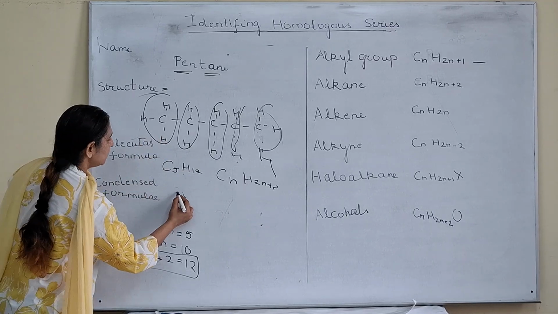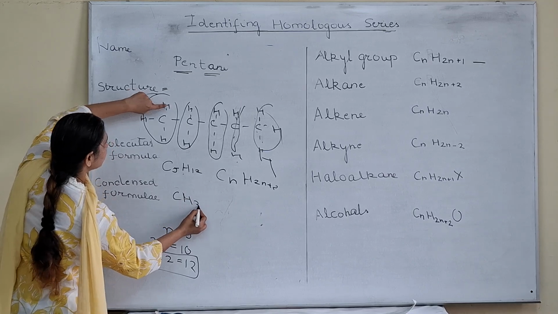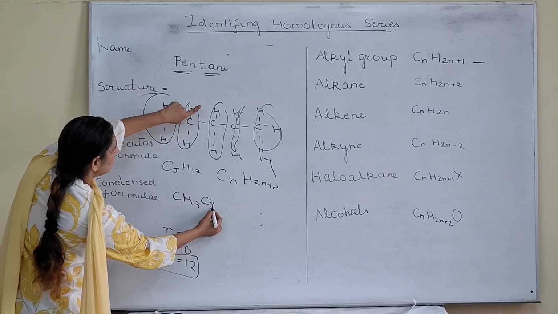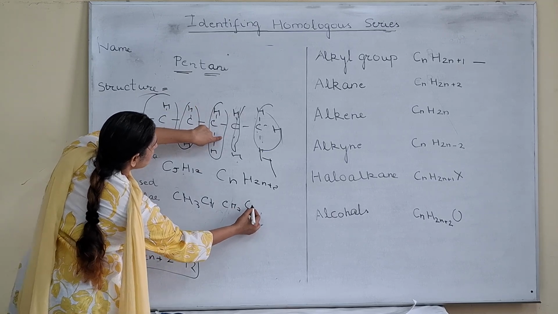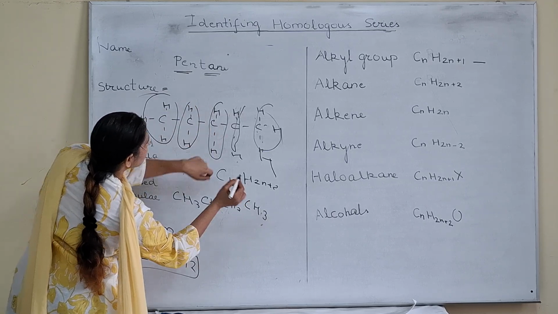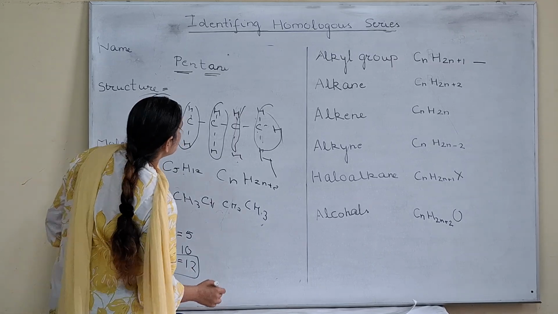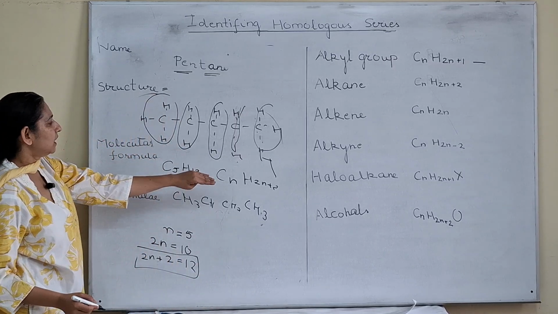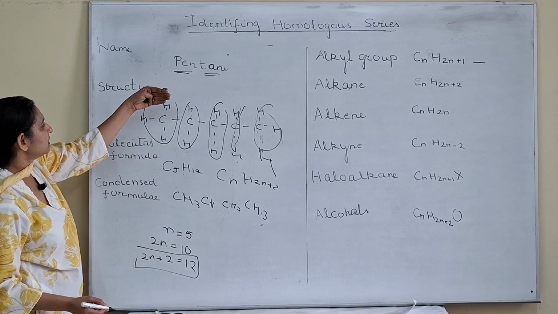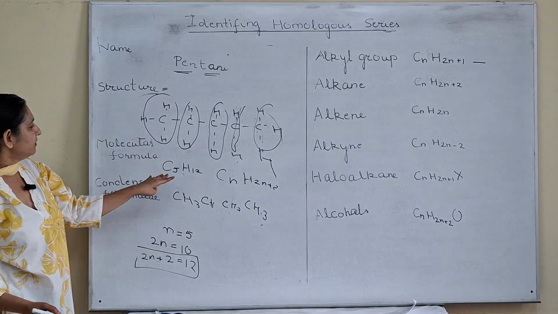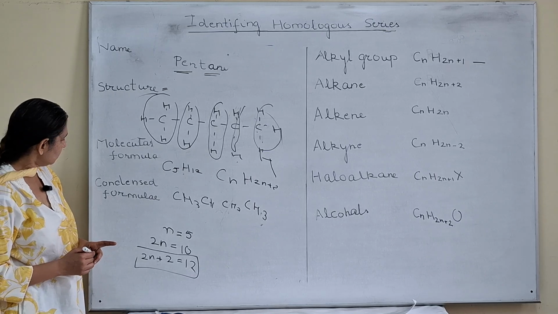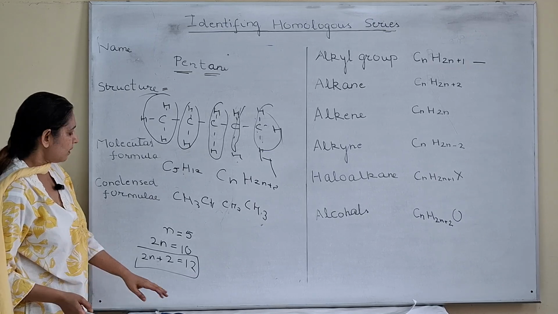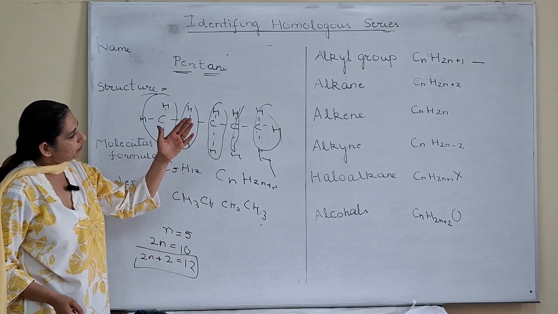This is CH3. The first one is CH3, the second one is CH2, the next one is CH2, then CH2 and CH3. So this becomes another structural formula which is less complicated and we can understand the molecule. Hope you have understood this.